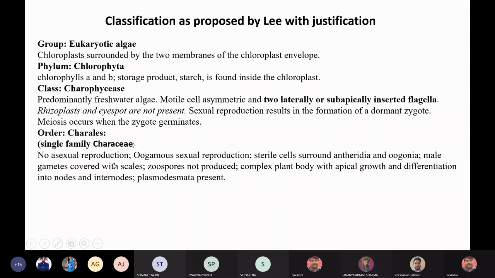Chara is a member of Charales or Characeae: no asexual reproduction, we haven't seen that; oogamous sexual reproduction with sterile cells around antheridia and oogonia, we have seen that. You must have seen that even the egg cell has spirally twisted tube cells on top, and they form jackets of the antheridia, covers. Male gametes covered with scales, zoospores not produced, we haven't seen that. Complex plant body with apical growth and differentiation into nodes and internodes. So these are the features which make Chara a member of Charales or Characeae. You can note down this justification from here.